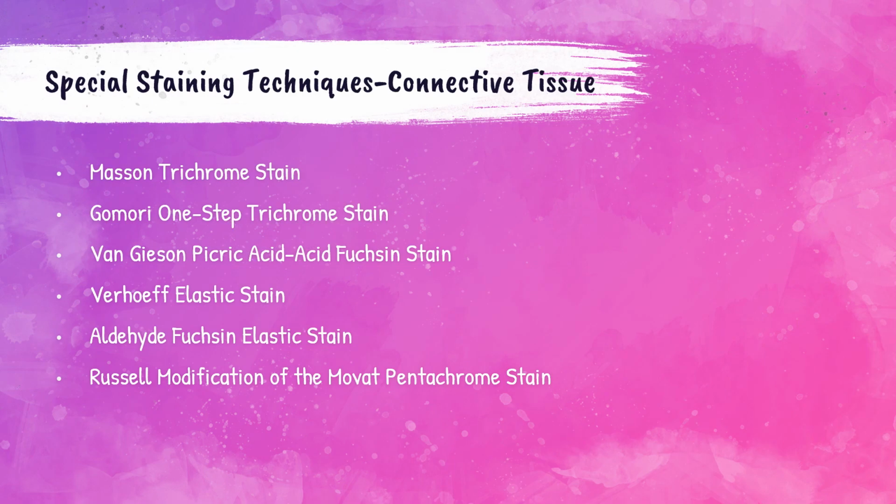Now let's learn about the special staining techniques. These are the Masson trichrome stain, Gomori one-step trichrome stain, Van Gieson picric acid fuchsin stain, Verhoeff elastic stain, aldehyde fuchsin elastic stain, and the Russell modification of the Movat pentachrome stain. With all of these stains, we're going to discuss the purpose and function of the stain, what the tissue needs to be fixed in, how thick the tissue needs to be cut, what quality control tissues are indicated for each stain, the reagents needed, and of course the procedure for performing the stain.